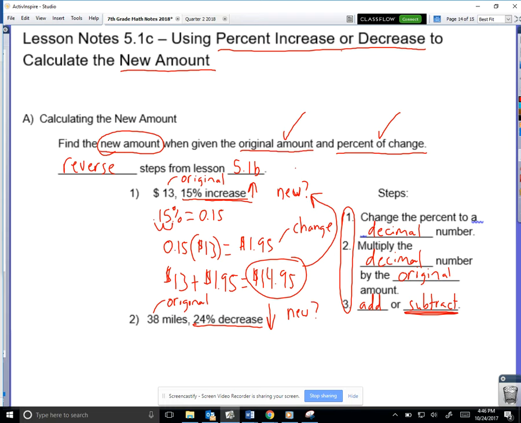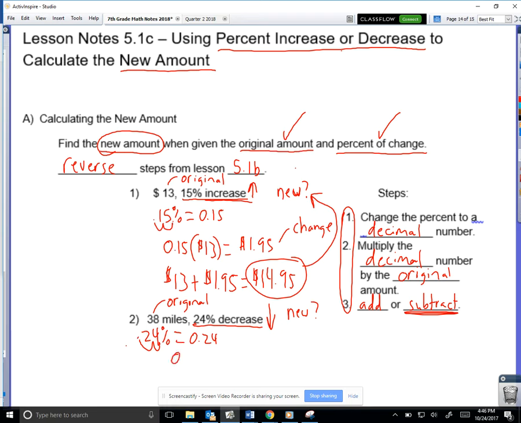Change the percent to a decimal number. Take 24% and change that to a decimal. Remember, if it does not have one, just put the decimal right there at the end of the number. Move that 2 places over to the left, and that's going to give you 0.24. All right, we just did step number 1, change the percent to a decimal.